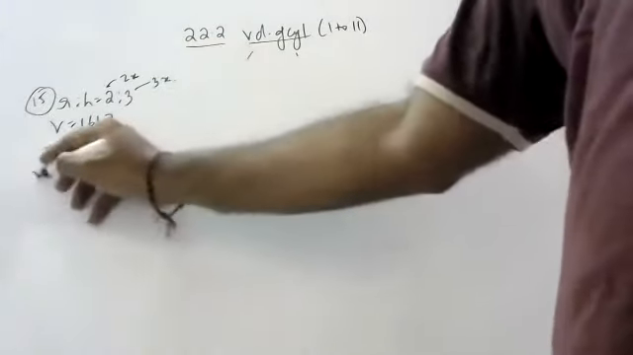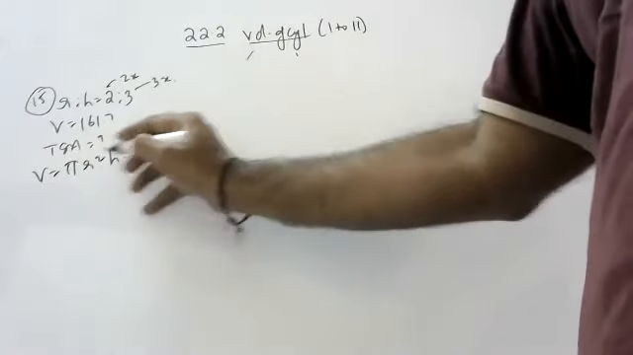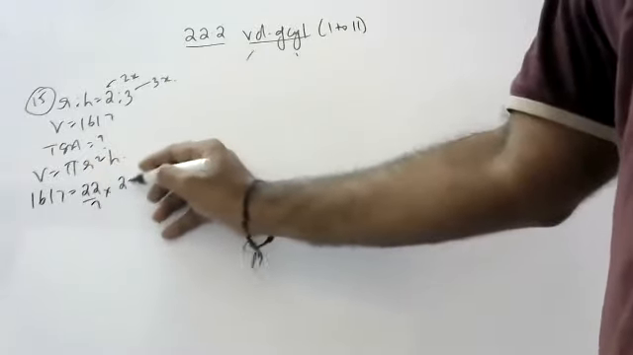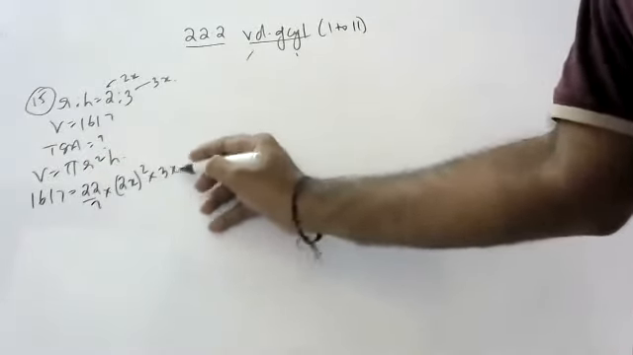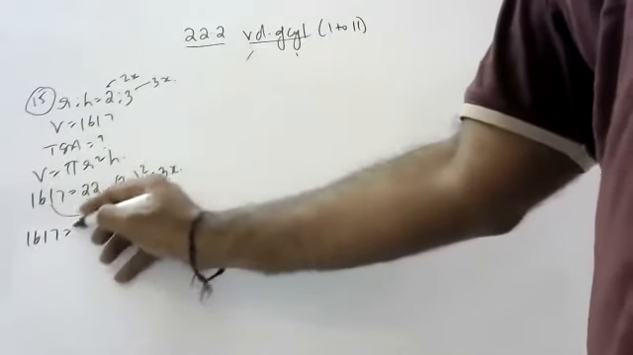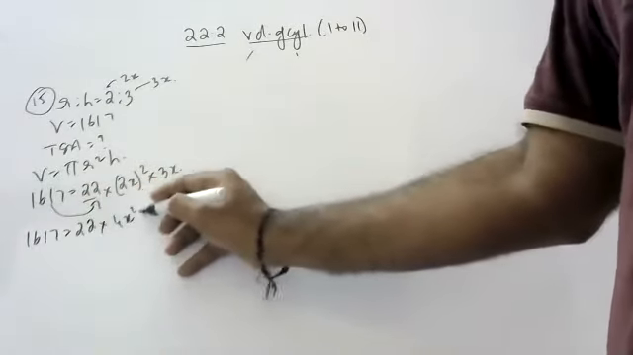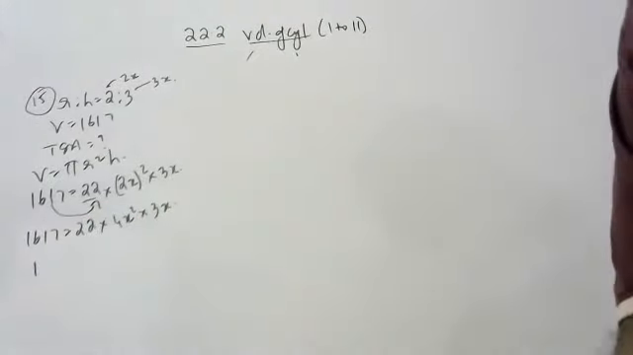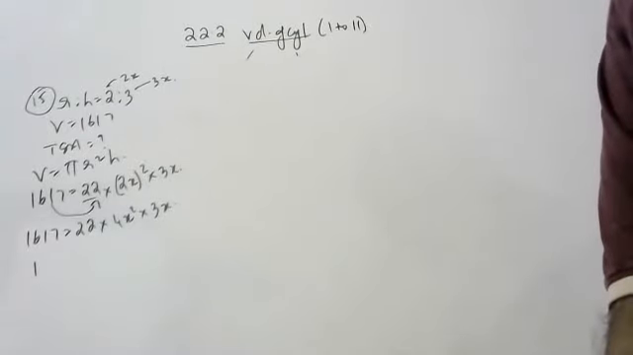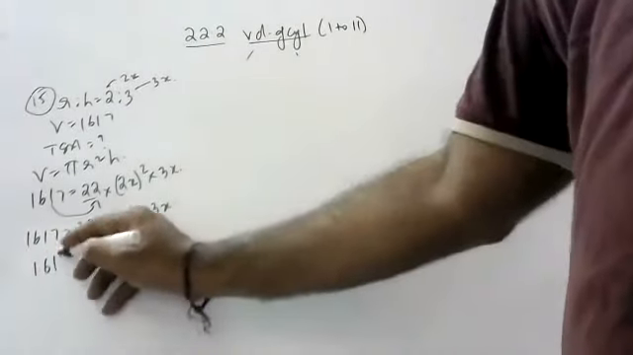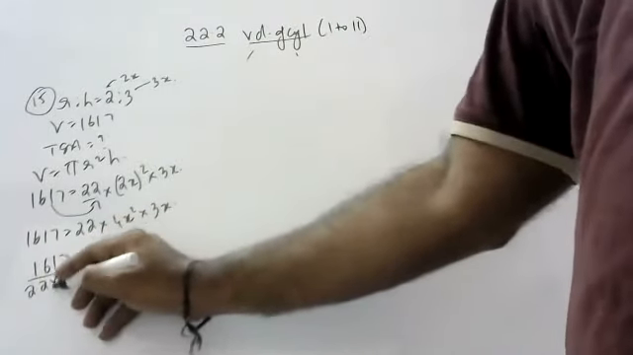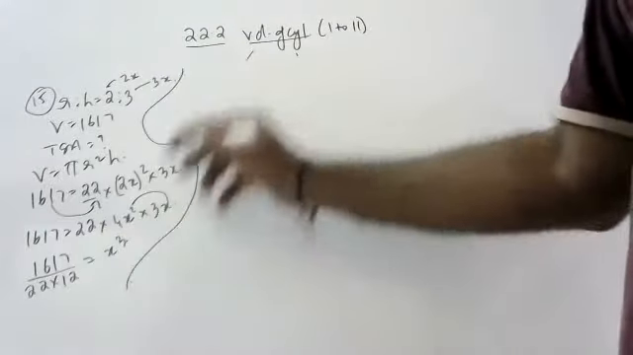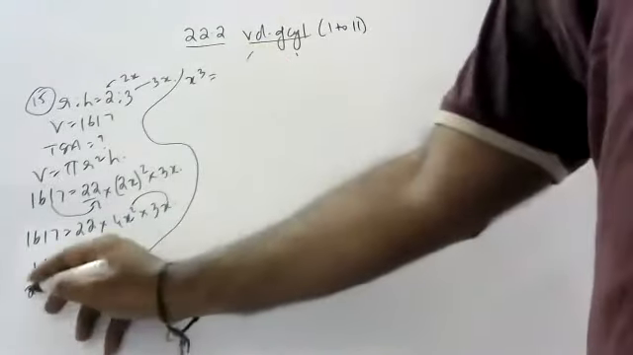Fantastic, very correct. So volume is equal to pi r square h, which is 1617 equals 22 by 7 into 2x square into 3x. That equals 22 into 4x square into 3x by 7. So 1617 into 7 by 22 into 12 is equal to x cube.